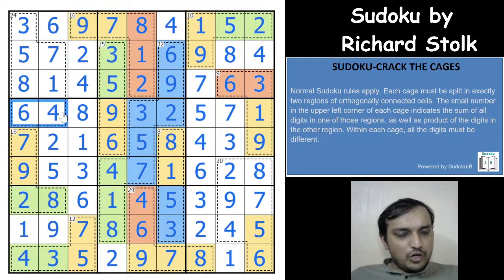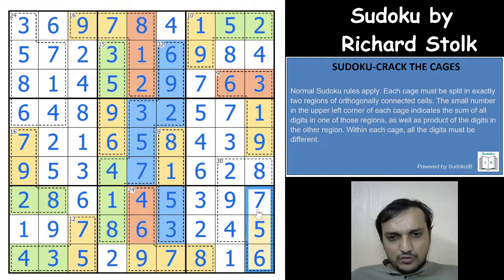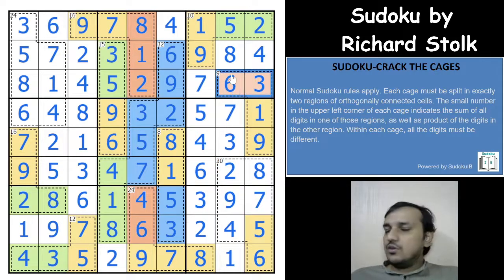So if you see here, the product of these two digits is 24. Sum of these 5 digits is 24. Same way the product of these two digits is 30. Sum of these 5 digits is 30. Excellent variant, guys. Excellent variant.